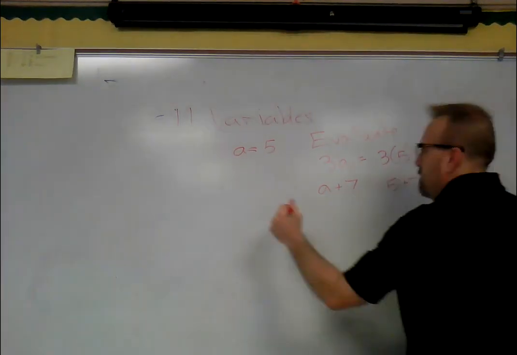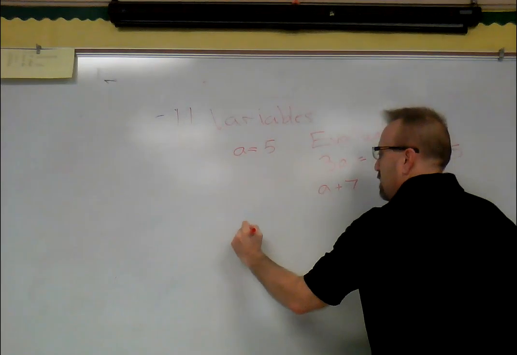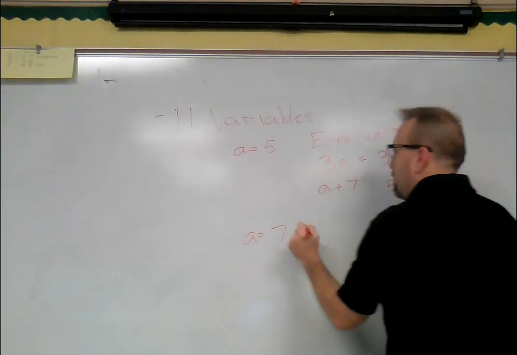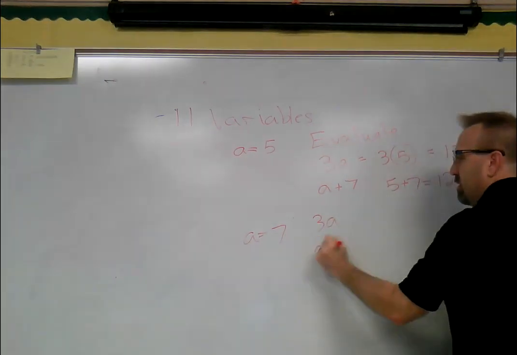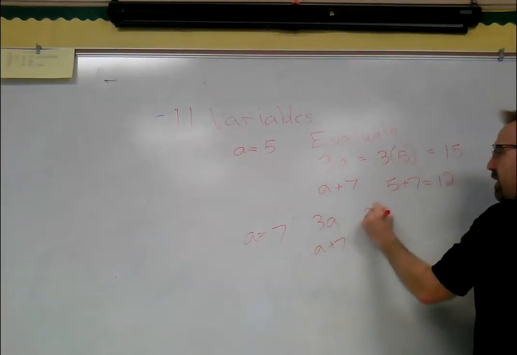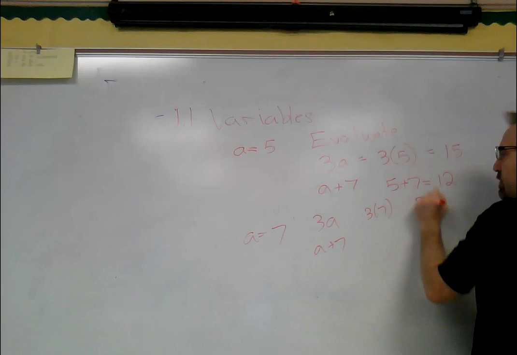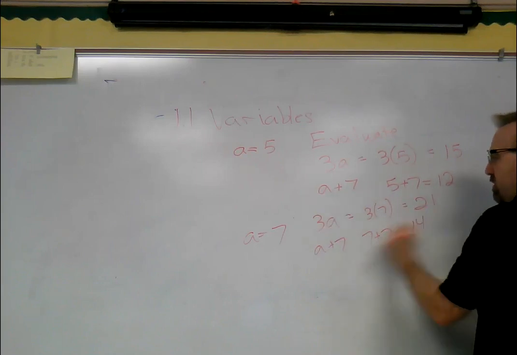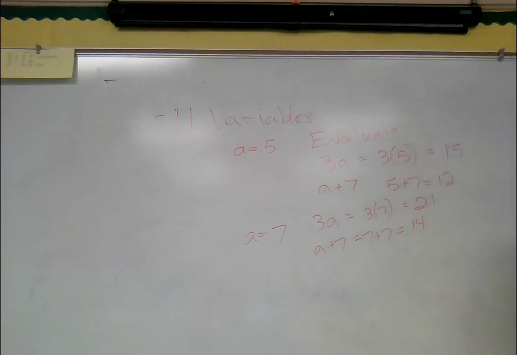We can do the same problem now. Let's change our a. Let's say it's 7. So let's do those same two again. We'd have 3 times 7 equals 21. We'd have 7 plus 7 equals 14. So whatever they give you, we're going to substitute in. Evaluate is just a fancy word for work out the problem.